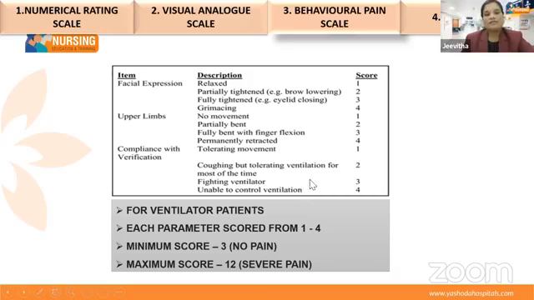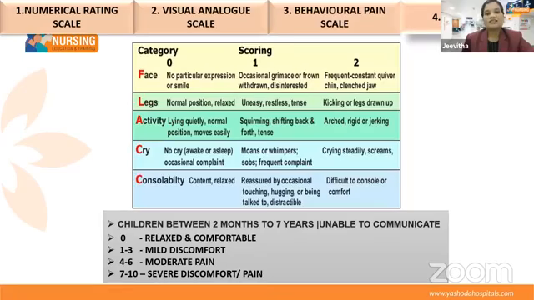The next is the FLACC scale. FLACC is used for pediatric patients, especially 0 to below 5 years of age. FLACC stands for F for face, L for legs, A for activity, C for cry, and one more C for consolability. Here the maximum score for each parameter is 2 and the minimum is 0. Based on the expressions, you have to consider the pain assessment of pediatrics. We'll discuss this scale in detail later.